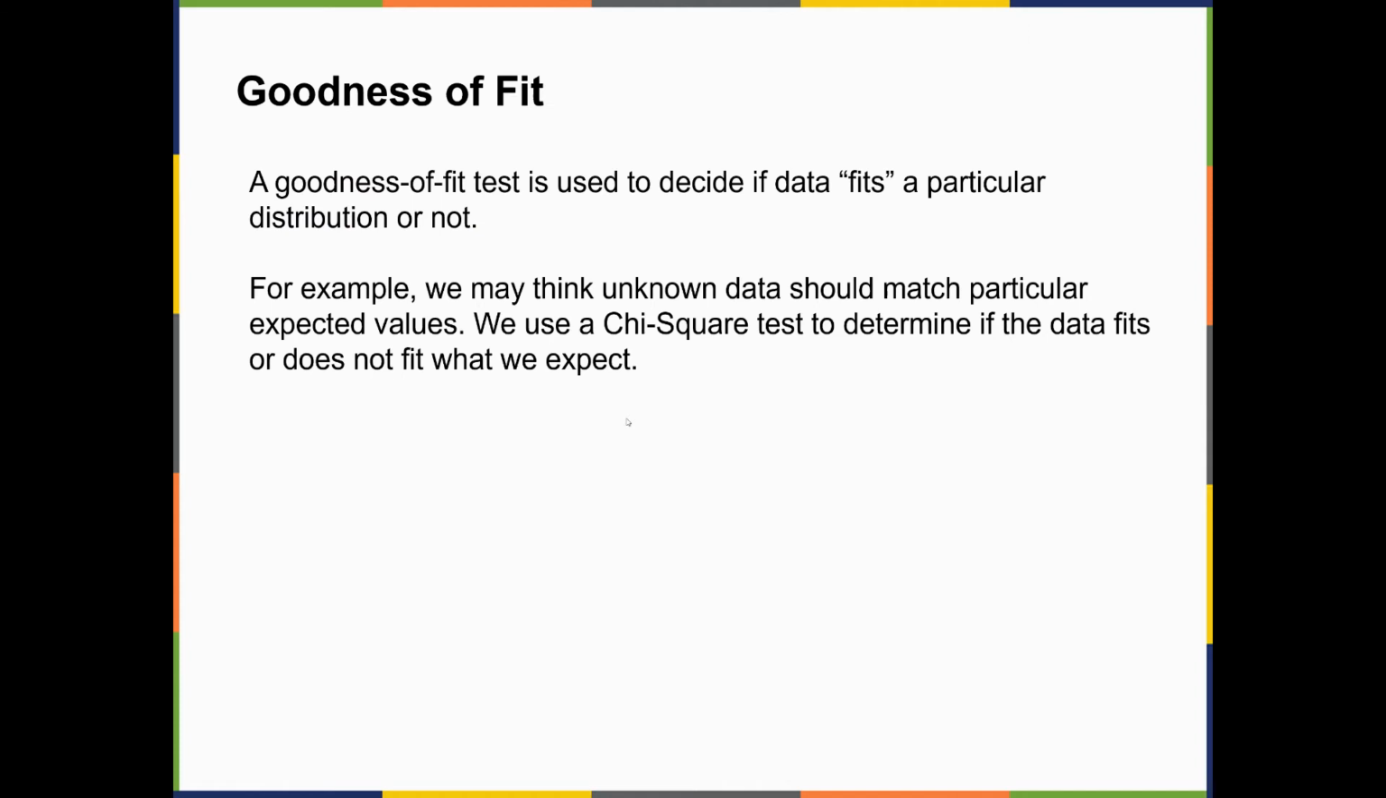All right, so we're going to jump right in and do a goodness of fit test, which is one of the things we use the chi-square distribution for. A goodness of fit test is used to decide if data fits a particular distribution or not. So we think we know something about some data, and we're going to decide if this data matches it or does not match. For example, we might think unknown data should match particular expected values. And we're going to use this chi-square test to determine if the data fits those things that we expect or not.